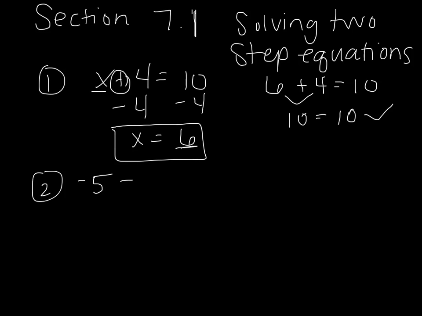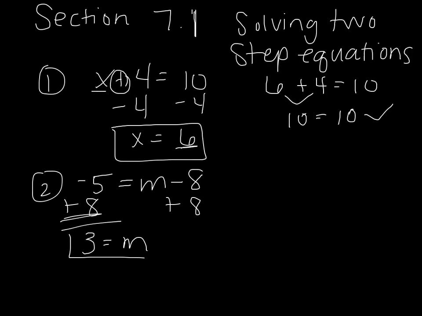Okay, another sample. Negative 5 equals m minus 8. Okay, so I'm going to add 8 to both sides. So if I have $8, this is my positive number. I have $8, but I owe somebody $5. After I pay up, I will still have a positive $3. So m would equal 3 in this situation.